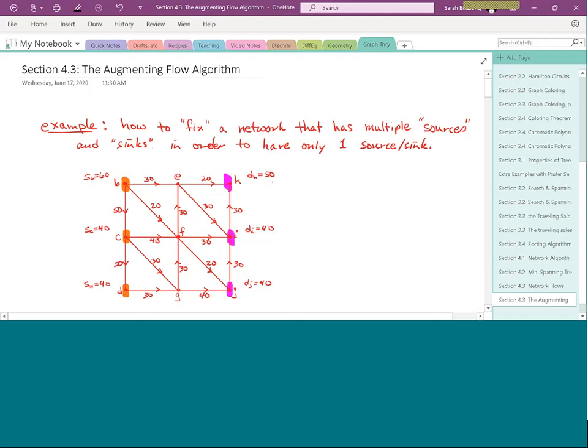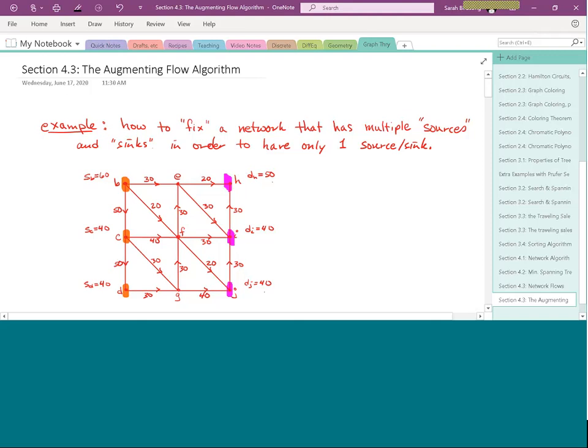Down here at vertex I, or store I, wants, or the official term is demand, wants 40 units of whatever the thing is that we're trying to push through this network. And for vertex J, their demand is 40 as well, okay?